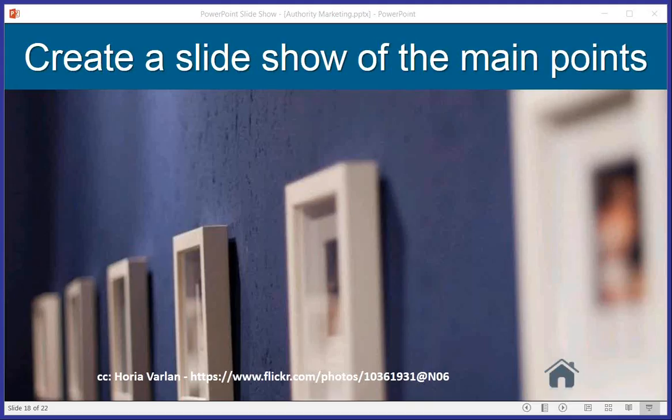Haiku Deck is fantastic because it's not as powerful as, say, PowerPoint or Keynote, but it lets you create slideshows very fast. It has a great collection of pictures. So if I want a picture of, say, an art gallery, I just type in art gallery and it finds pictures in its collection, and I can just slot one of those into a slide.